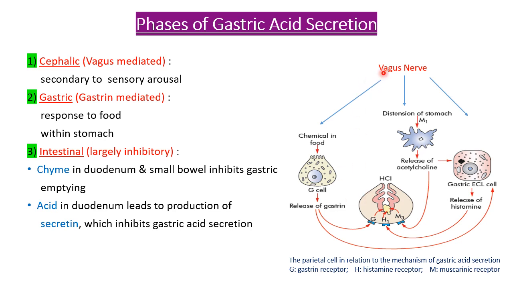So important to note, the vagus nerve has a regulatory effect on all the mechanisms of acid production. That means the vagus nerve is a very important source of stimulus to the production of acid.